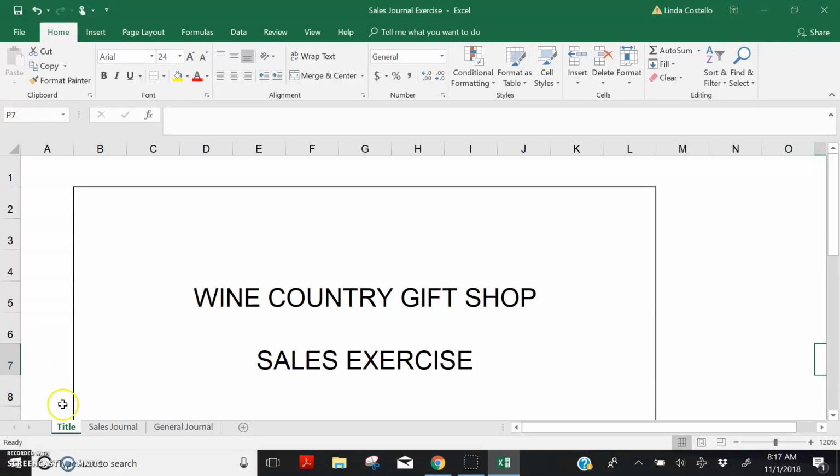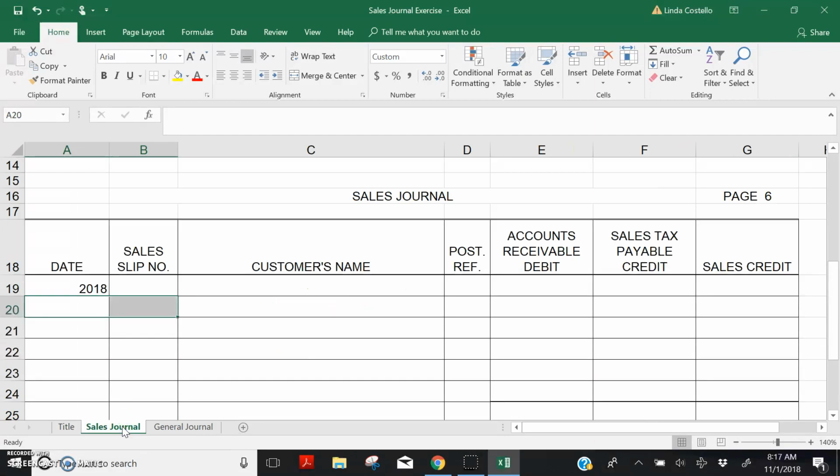It is very important to remember that a sales journal can only be used to record sales on account. The journal entry that is made on the sales journal is a debit to accounts receivable, a credit to sales tax payable, and a credit to sales. Any other transaction simply will not fit on the sales journal and must be recorded in the general journal or in one of the other special journals.